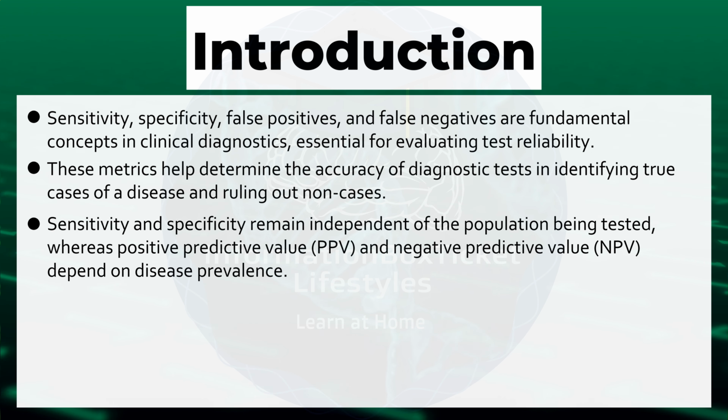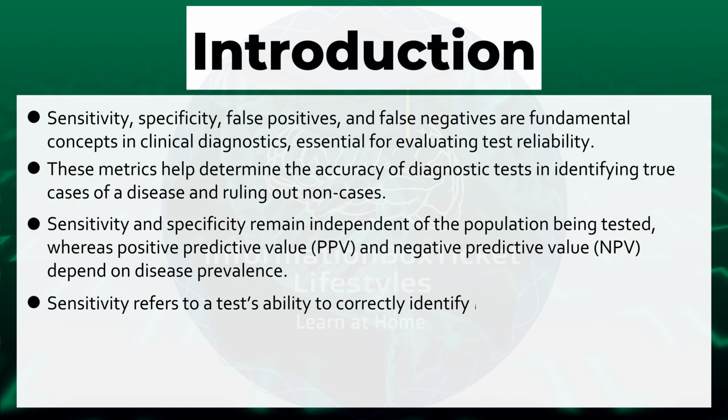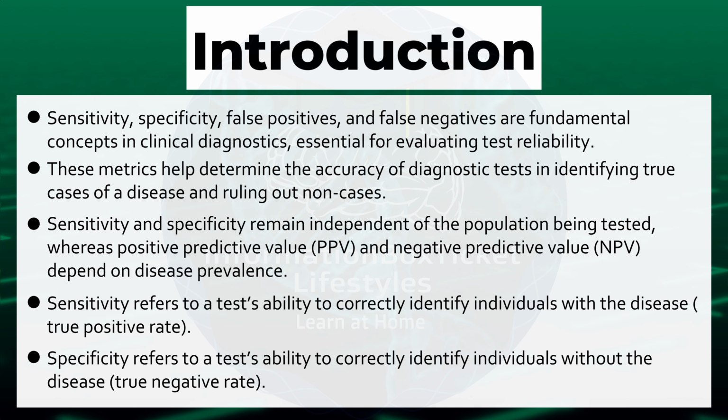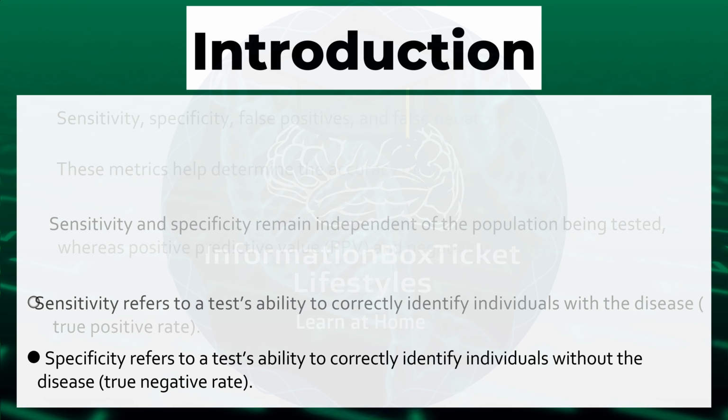Sensitivity and specificity remain independent of the population being tested, whereas positive predictive value, PPV, and negative predictive value, NPV, depend on disease prevalence. Sensitivity refers to a test's ability to correctly identify individuals with the disease, true positive rate. Specificity refers to a test's ability to correctly identify individuals without the disease, true negative rate.